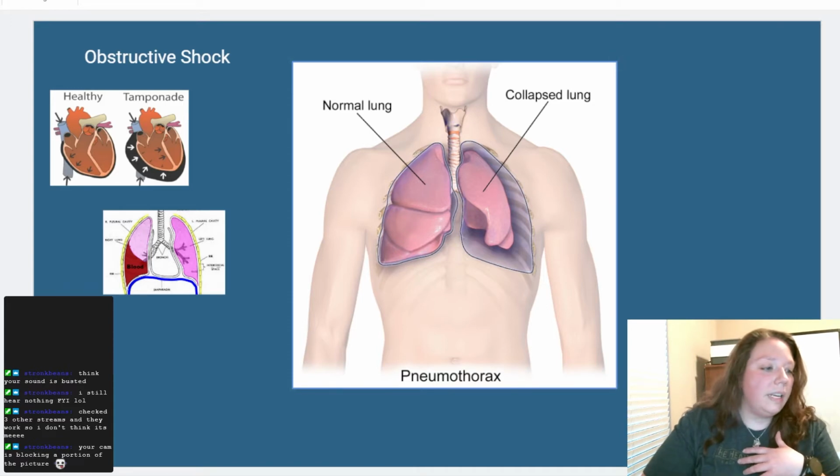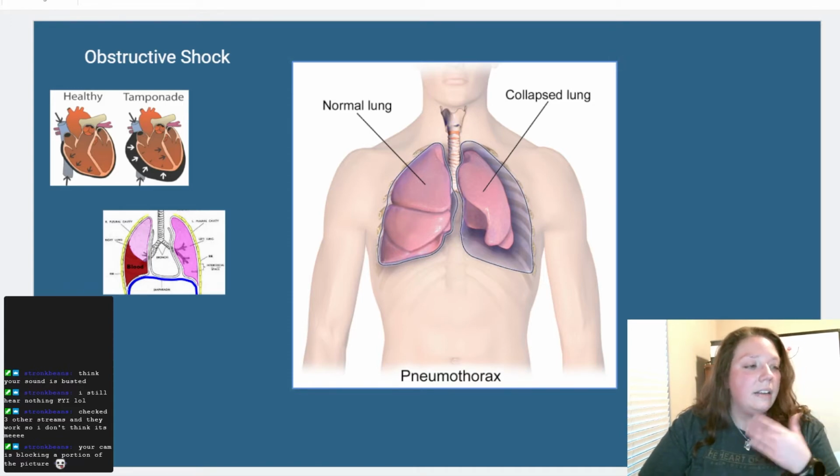The pleural space, just like the heart has a pericardial sac around it, the lung has a lining as well. And it's also very fibrous. So when a hole gets poked into the lung, or spontaneously, you can get air leaking out into that space.